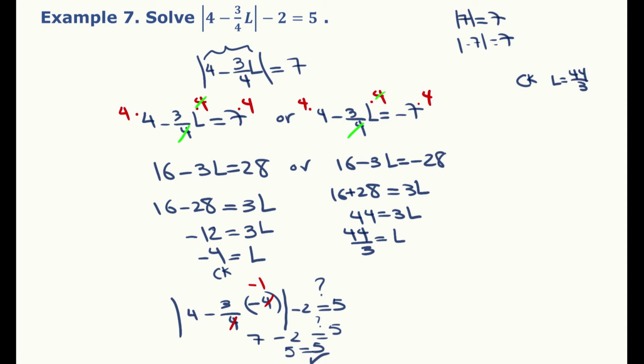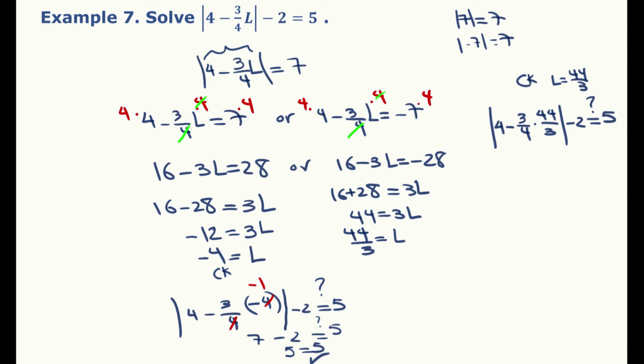So we're going to substitute that for L. So we want to know if the absolute value of 4 minus 3/4 times 44 over 3 minus 2, we want to know if that equals 5.